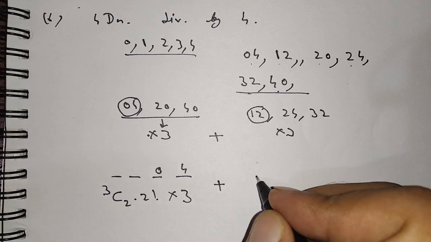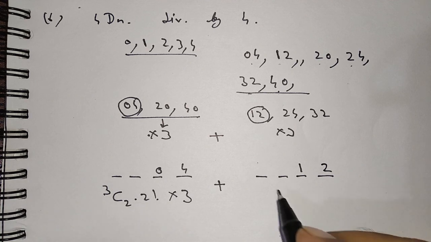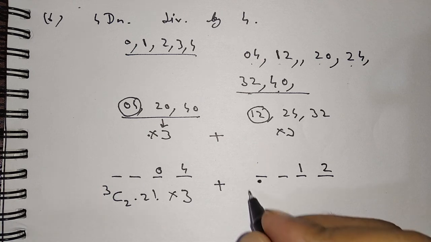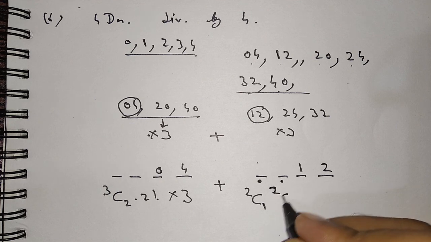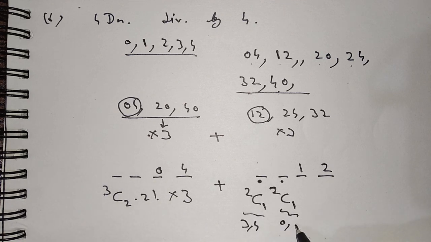Plus, now we have another case like this. Let's assume we have 12. Now the remaining digits are 0, 3 and 4. In the first place we will not put 0, so we will put either 3 or 4. So this will be occupied as 2C1. And for the second place we have again 2 digits, where 0 is included, so again 2C1. And again these are 3 cases, so we will multiply by 3. So the summation of these two will give the final answer for a 4-digit number divisible by 4.